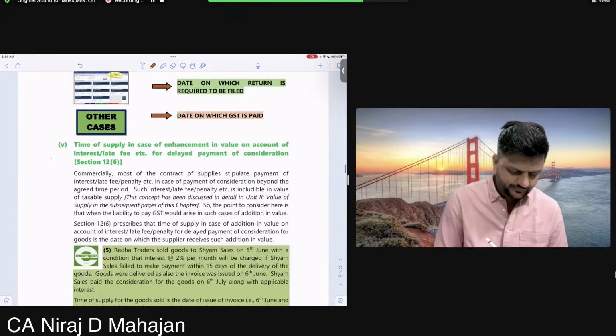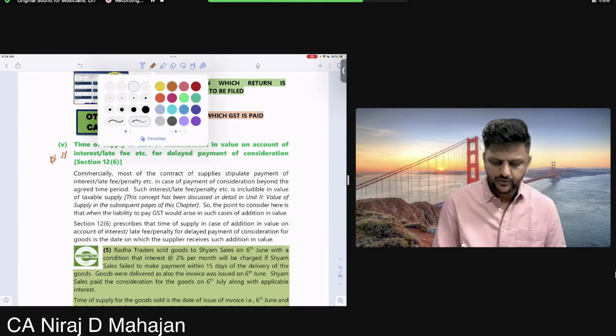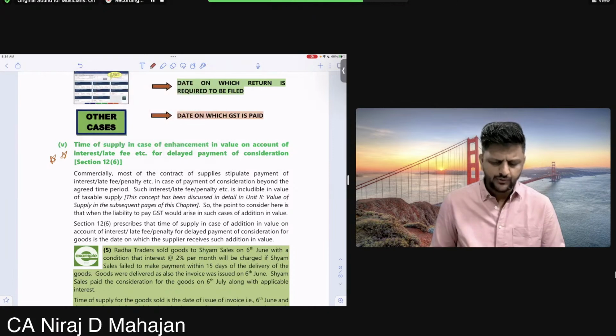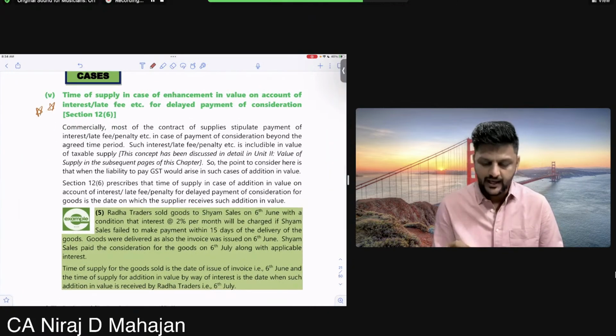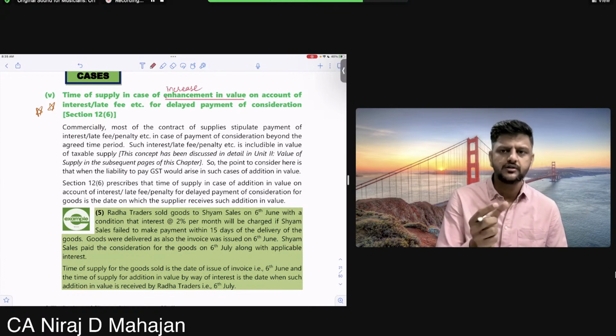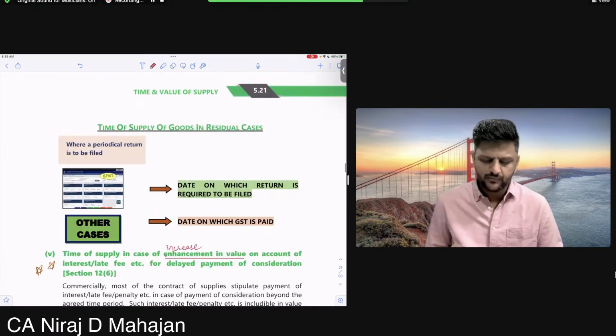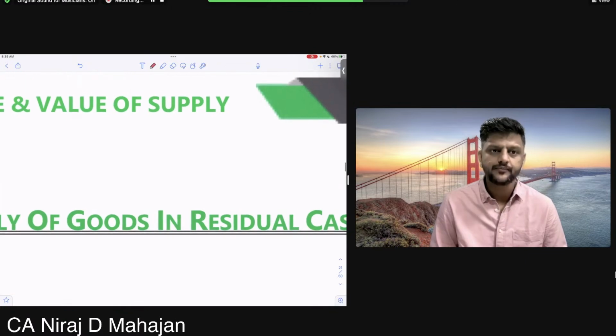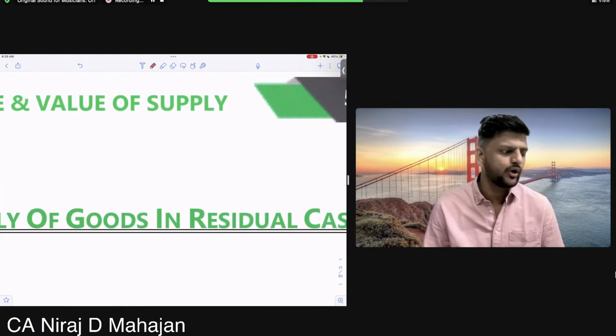Interesting concept now. Pay attention, okay? Time of supply in case of enhancement in value. Enhancement means what, bacho? Increase in value. Now, whenever you hear this word value, there will be a chapter, बच्चों. Okay, value of supply. Something like we had seen on e-way bill.